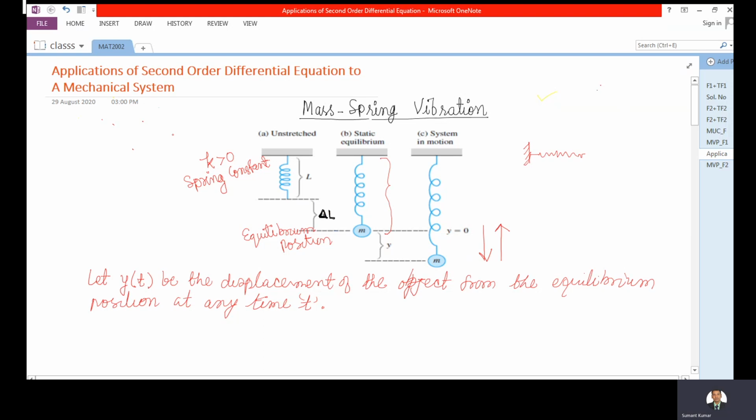Now for the sake of convenience, we are taking this as the equilibrium point: y equal to 0 is the equilibrium point, and downward is the positive direction. I am considering down as the positive direction. These choices are arbitrary. You can choose upward as the positive direction. So I am taking down as the positive direction here.